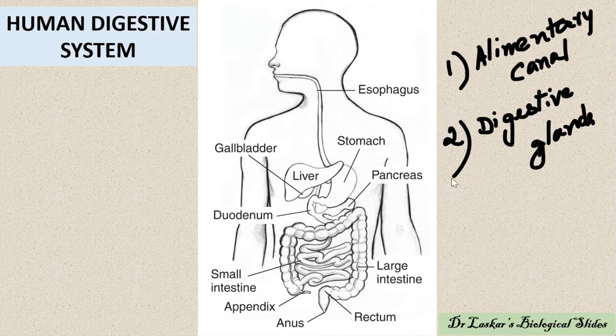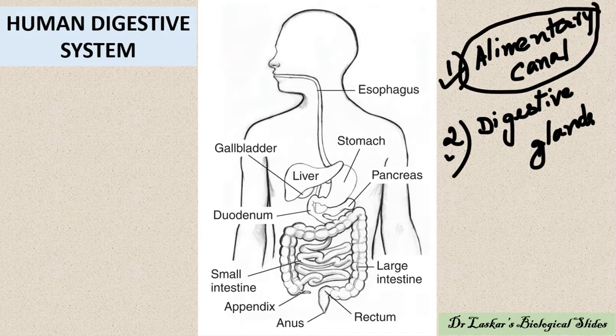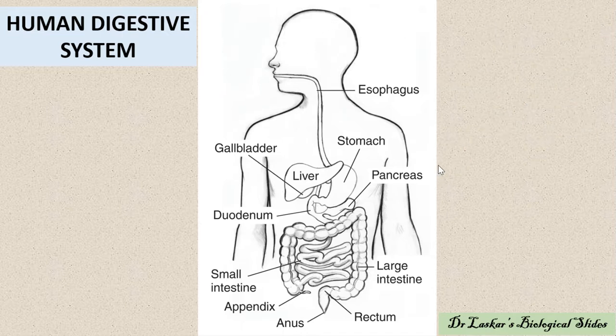So the human digestive system is broadly divided into two parts. One is called the alimentary canal and another is called the digestive glands. Now first we will discuss the alimentary canal. The alimentary canal is a long tube.